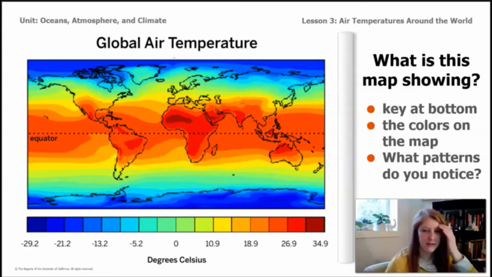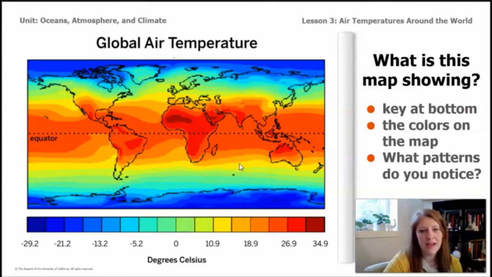Okay, so if you've paused it, welcome back. Let's go ahead and talk about some of the things that we can notice about this map. One, there's this key at the bottom, and it tells us different numbers, and then it says degrees Celsius. So I can infer that this is telling me the temperature and that each color corresponds with the color on the map, and that's what temperature it is.